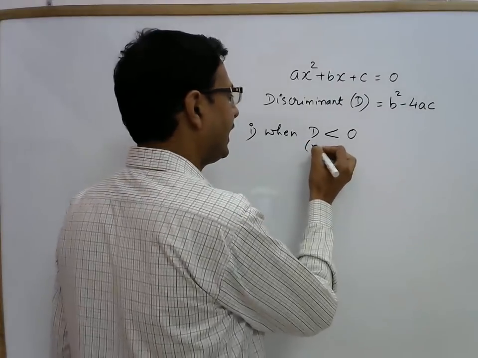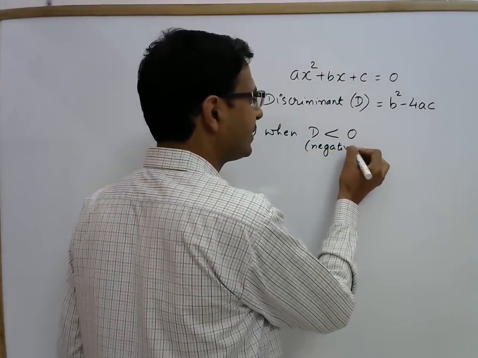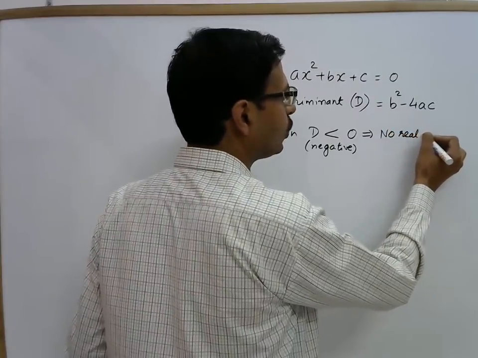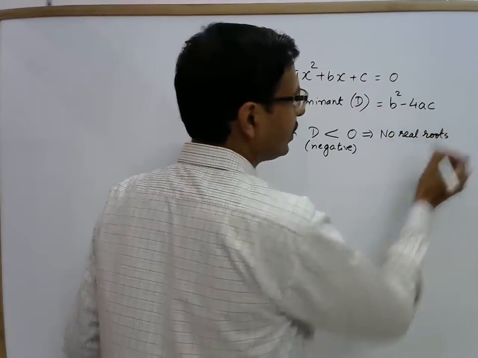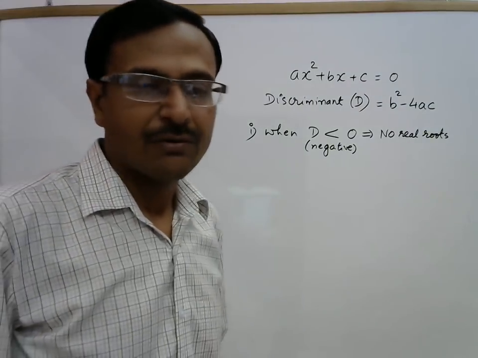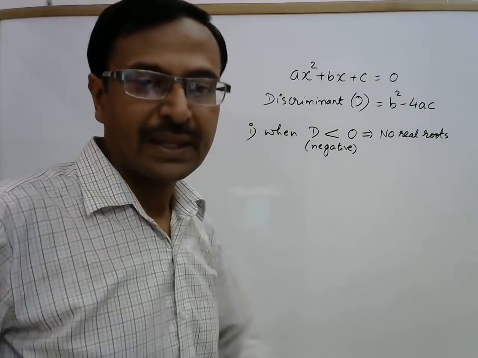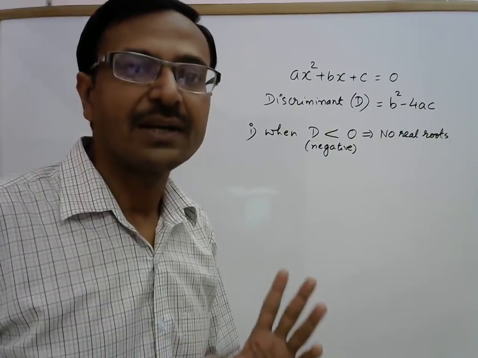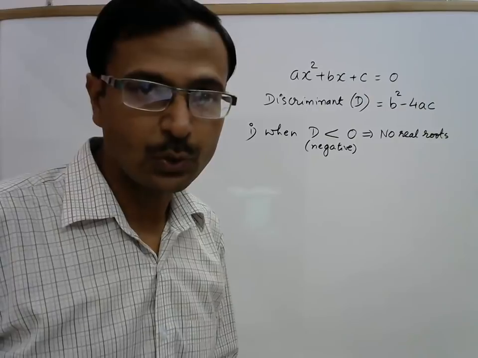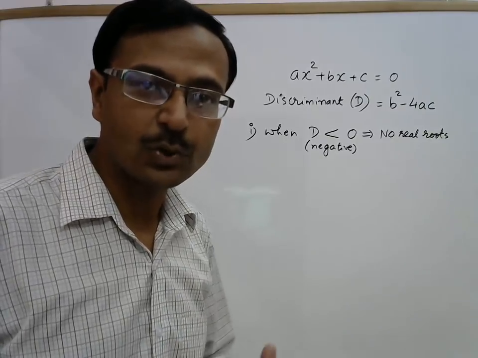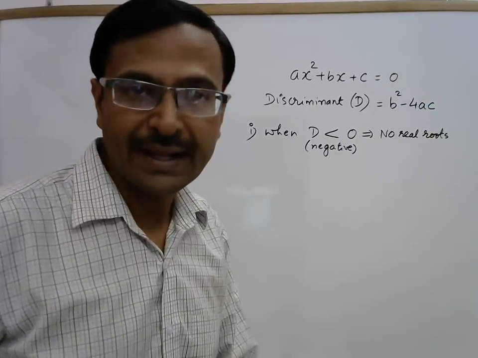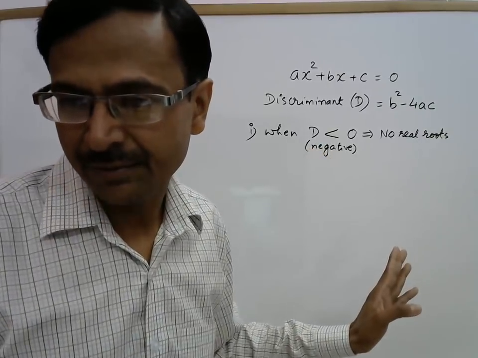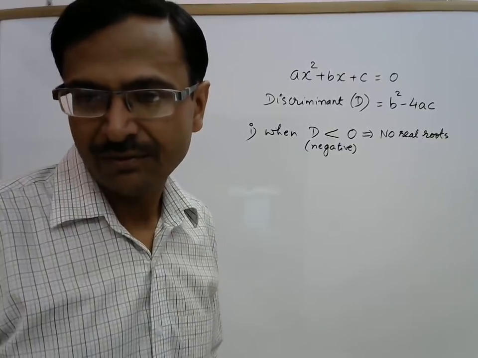So, negative discriminant means that there will be no real roots of the quadratic equation. So any quadratic equation which has a negative discriminant cannot be factorized, and there are no values of x which can satisfy that quadratic equation. So you do not need to apply any kind of method to solve because there are no roots. You cannot find any roots of that quadratic equation in which the discriminant is negative. So this is the first case.